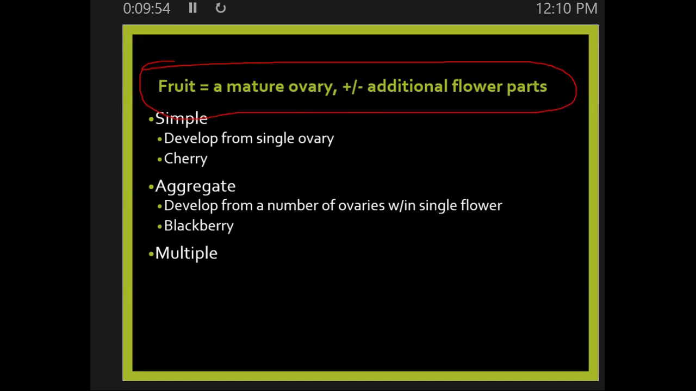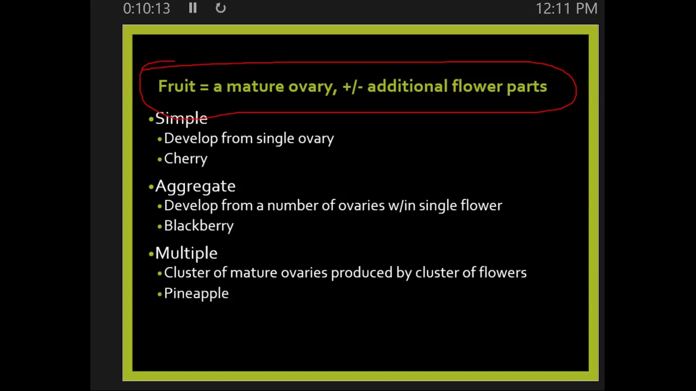Multiple. So when you think about multiple fruits, you're thinking about a cluster, multiple flowers. Multiple fruit and multiple flowers. Multiple ovaries as well, because you have multiple flowers, so you're going to have multiple ovaries. All right, so you have this idea of an inflorescence. Many, many flowers clustered together, so that means, by definition, many ovaries. So the pineapple is a classic example of multiple fruit. But so is corn, which a lot of people don't even realize is a fruit.